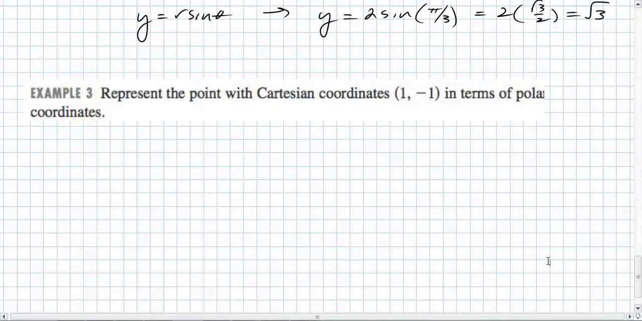1, -1, and I need you to go to polar. So you need r. It's not that bad. This one's pretty good. You need r and theta. What's the r value going to be here?